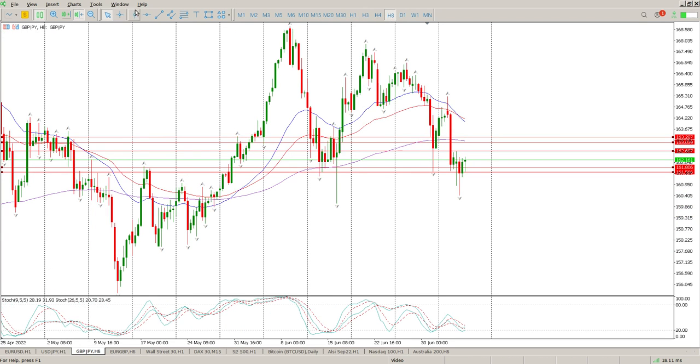I would say something in the area of 168.17. This is really messy. You can see with these tails.